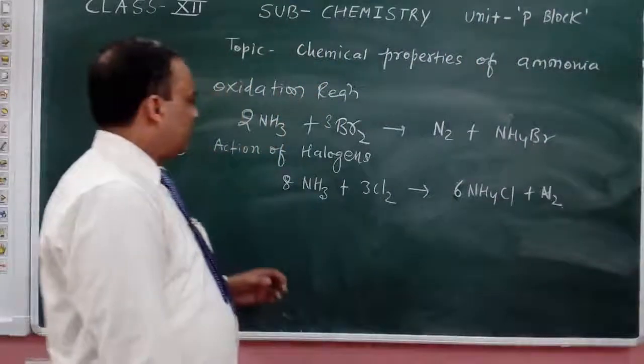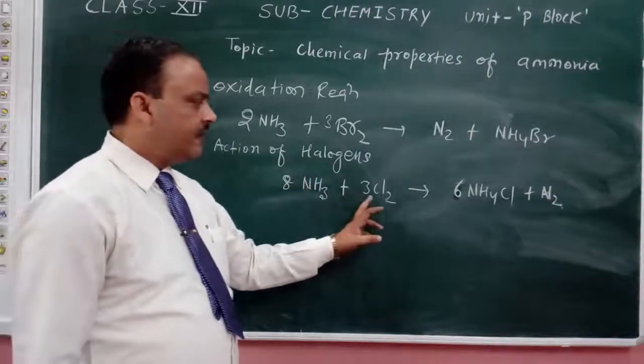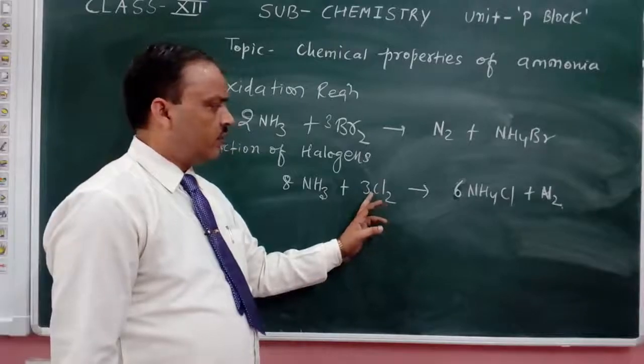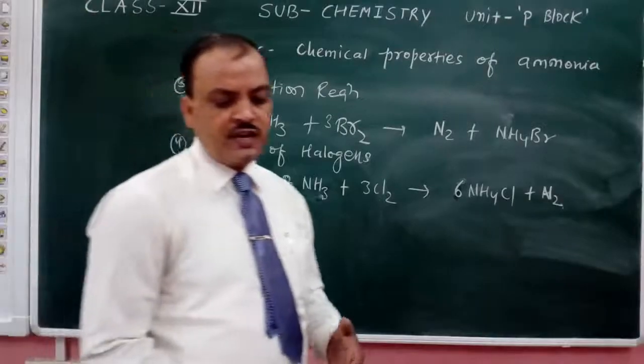In the reactions of ammonia, action of halogens. When ammonia reacts with the halogen chlorine, we get ammonium chloride and dinitrogen.